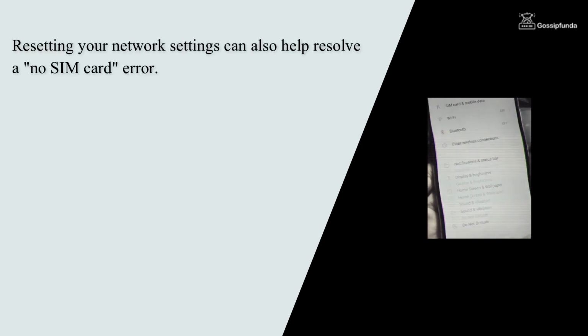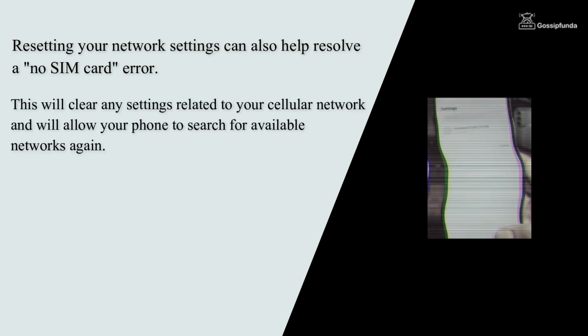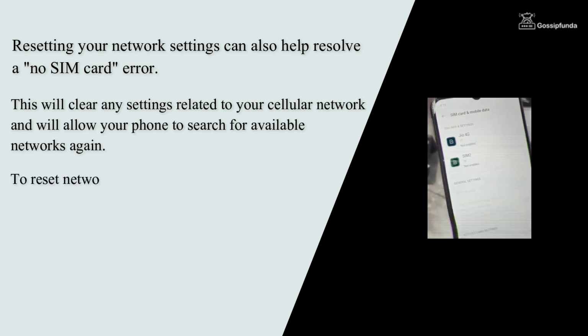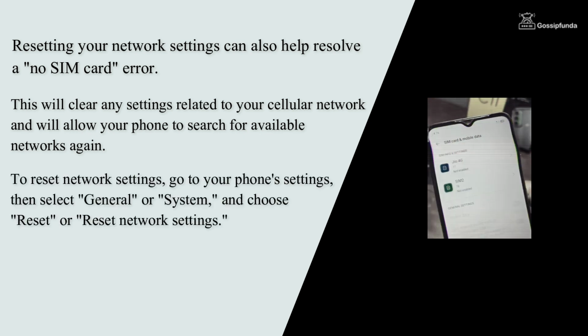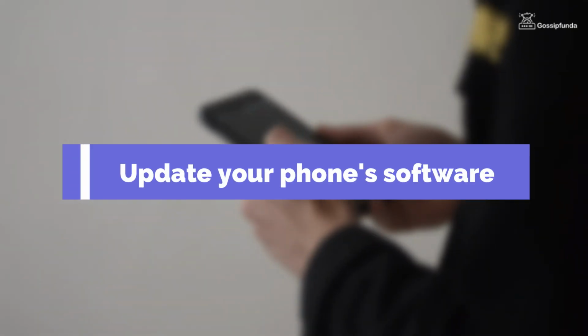Number 3. Reset your network settings. Resetting your network settings can also help resolve a no SIM card error. This will clear any settings related to your cellular network and will allow your phone to search for available networks again. To reset network settings, go to your phone settings, then select General or System and choose Reset or Reset Network Settings.